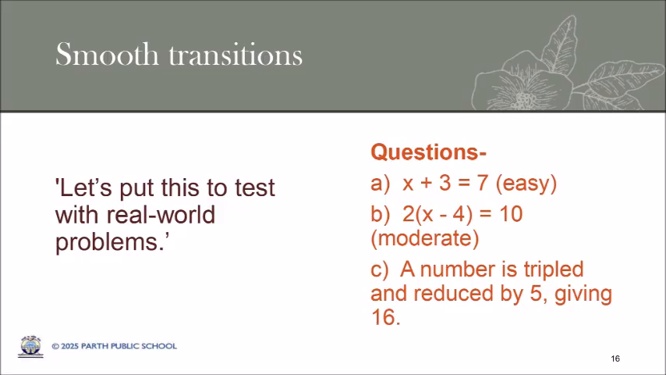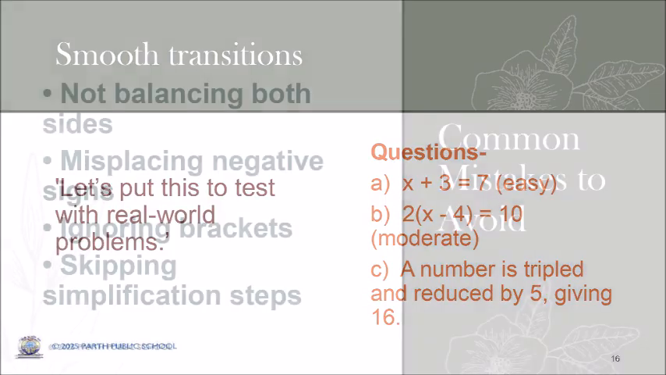Third question is given in the form of a word problem. A number is tripled and reduced by 5, giving 16. So my number will be x here. So I have to triple that number. I have to write 3 times of that number. That means 3x. And reduced by 5, that means minus 5. And the result will be 16. So just the way we have solved the linear equations earlier, solve in the same way.